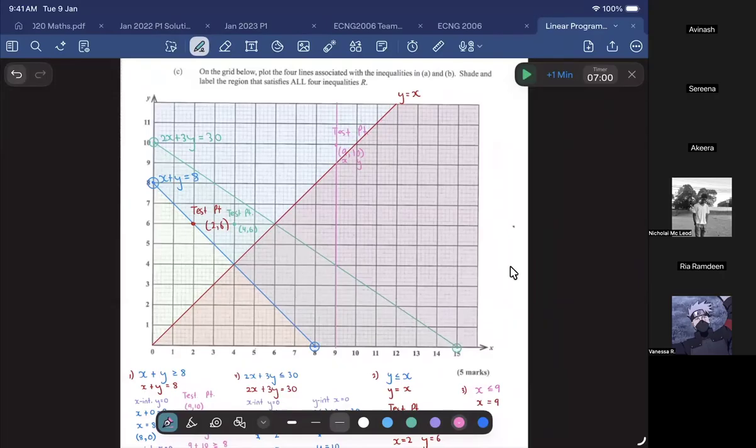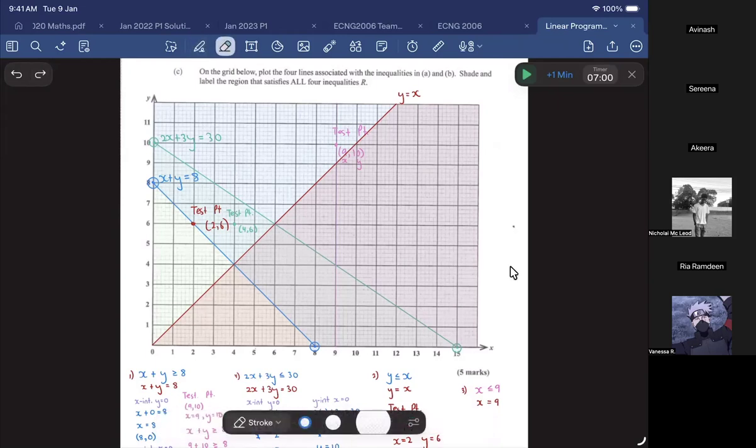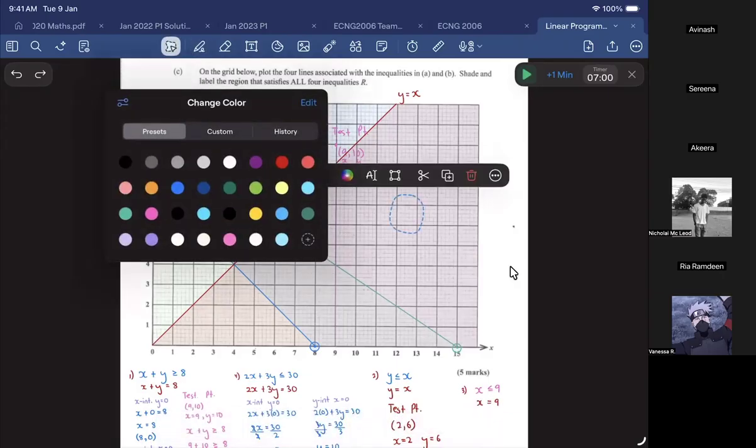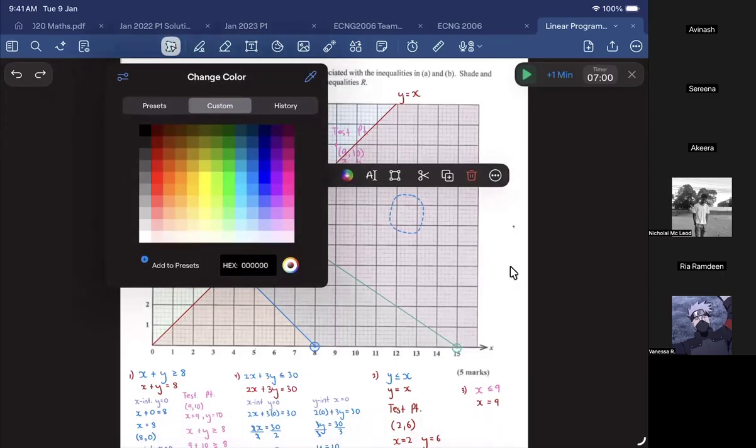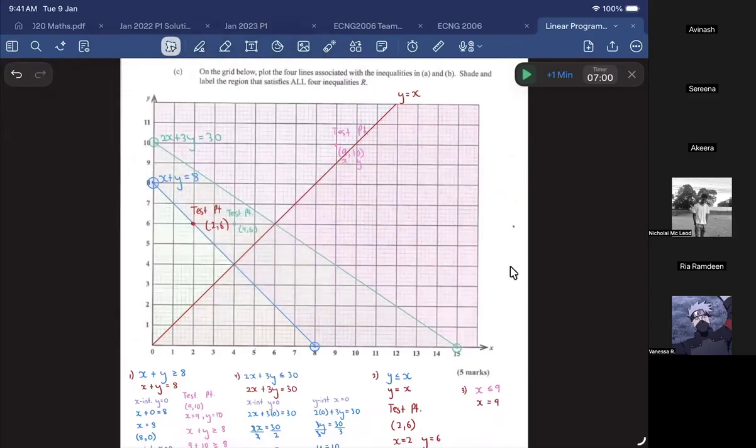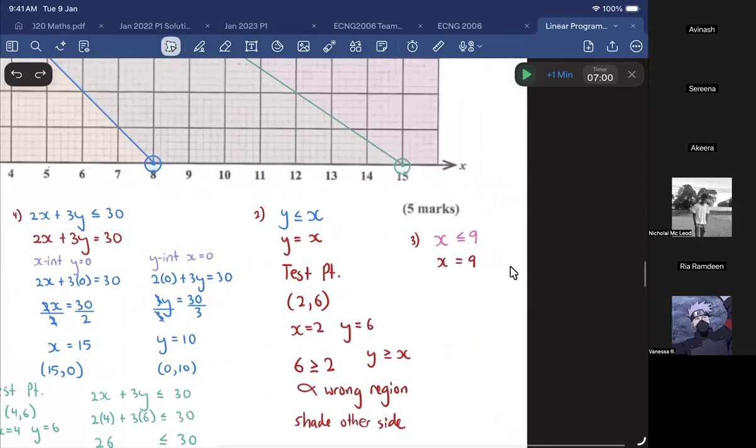No? Okay. I feel like that pink is kind of hard to see, so let me just switch up. What color should I use, guys? Give me a color. Purple? Okay. I'll leave that red there.